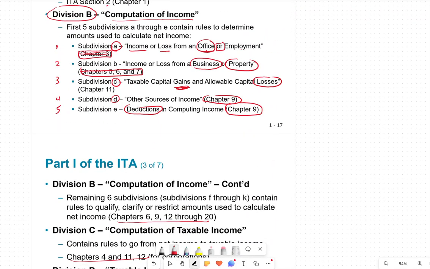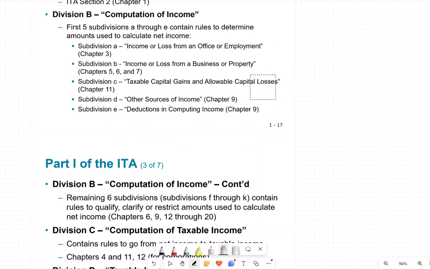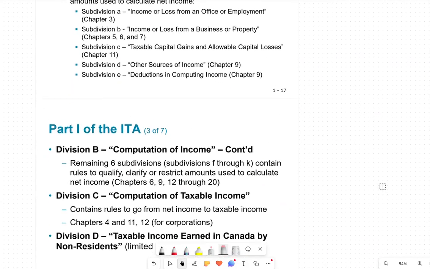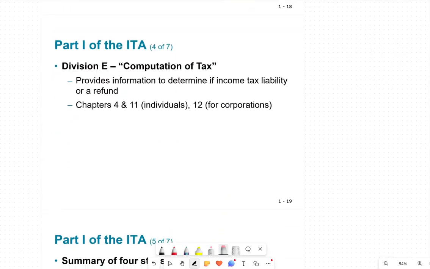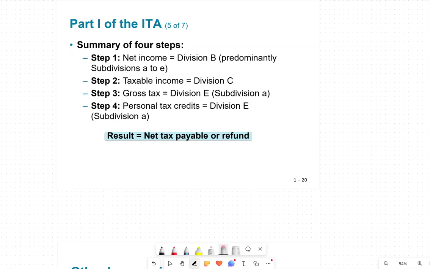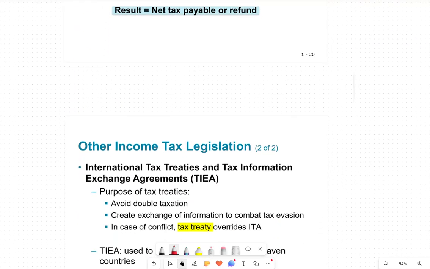So these are subdivisions, and what we wanted to do is go through it as we come to these chapters. Chapter 1 is just about theory, but we're going to go to chapter 3 to calculate income or losses from employment. These are the steps. Remember we had the four steps that we talked about. First one was the net income, taxable income, gross tax, and then we have the tax credit. And there are divisions under each one.